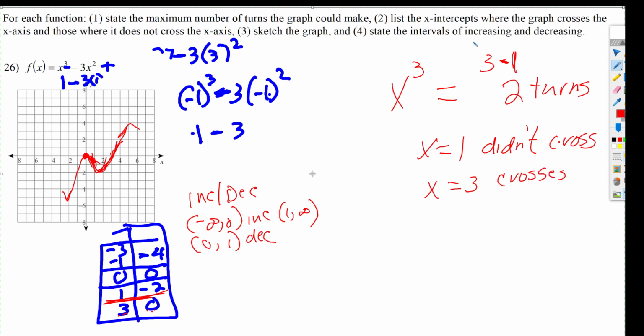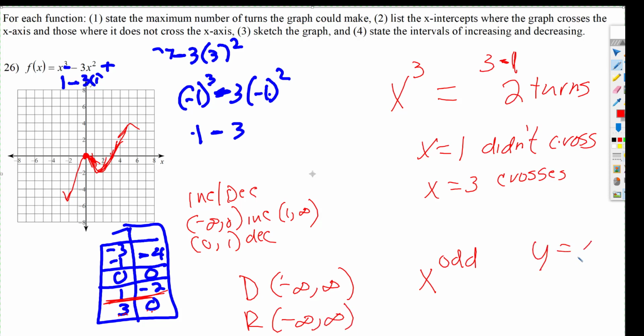State the intervals of increasing and decreasing. And normally you have to tell me the domain. Remember what I said for all polynomials? The domain is negative infinity to positive infinity. And for all x to the odds, the range is also negative infinity to positive infinity. So if this is y is equal to x, both of those are because that's x to the first. If you have x cubed, x to the fifth, x to the 101st, the domain and range will both be negative infinity to positive infinity. All right, that's it for this one.